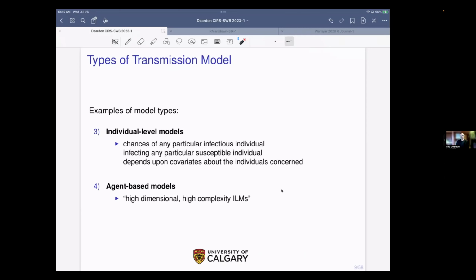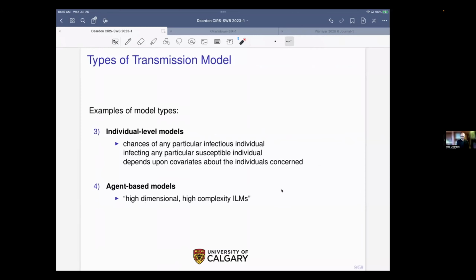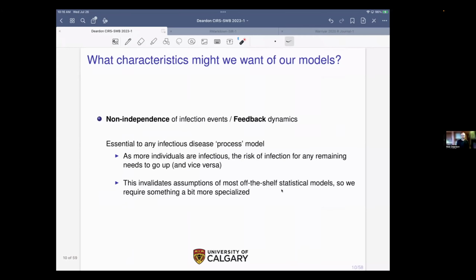And like I say, it's the population level and the individual level are really what I'm going to try and talk about today.